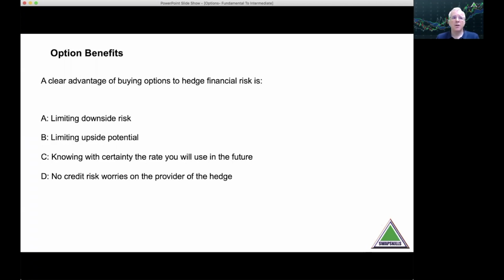So take a look at this. I've given you four definitions here, one about the advantages of buying an option. Which do you think is the most appropriate to what we've just discussed?